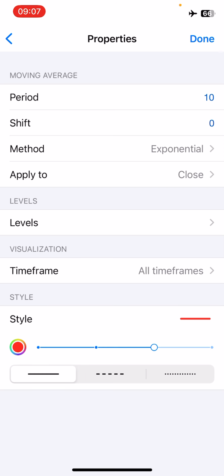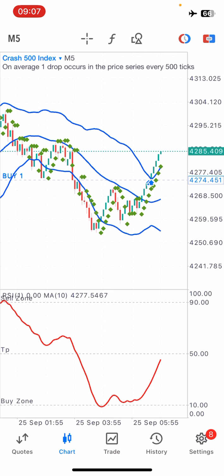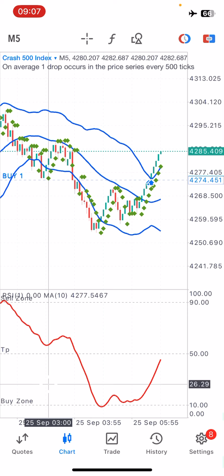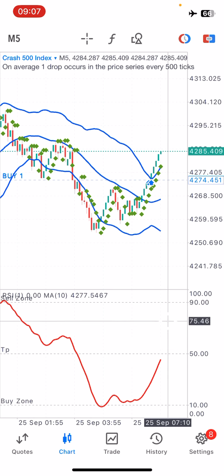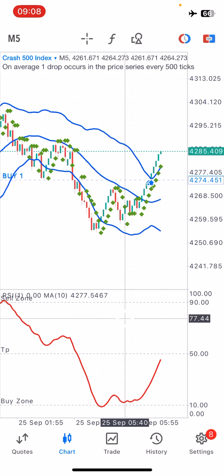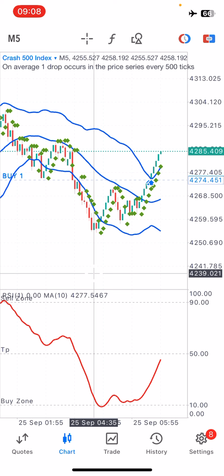So I chose the red color for this moving average. So if I click done, you see that a red moving average, a red line right here, will be added, and this will be the final indicator for this strategy. Now what's left is for us to dive deep into the conditions, look at the strategy, and see entries and do some back testing again with this strategy.